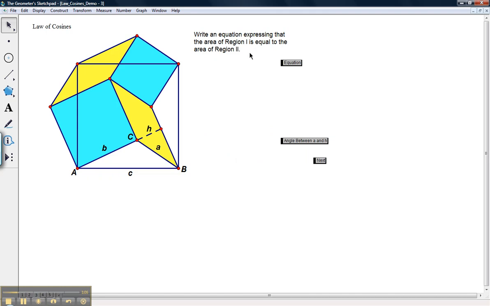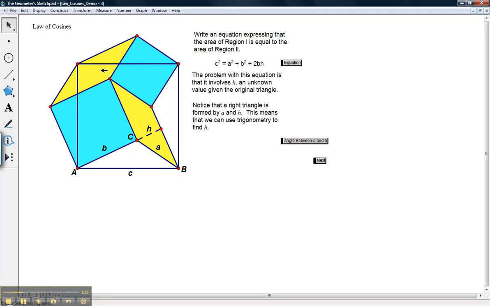So we're going to write an equation that expresses that relationship, that region 1, the area of that big square, is equal to region 2, the area of all the colored bits. So region 1, that's C squared. That should be equal to A squared plus B squared plus these two parallelograms, 2BH. The problem here is that this H has nothing to do with the original triangle that we would be given. So we need to get rid of it.